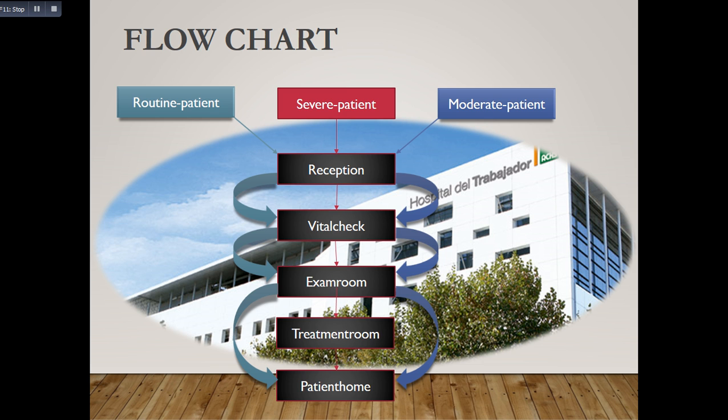Next is the flowchart of my system. I made it a little bit different from my article, so it's more interesting for everyone. There are three different kinds of patients here. The first one is routine, the second one is severe, and the last one is moderate. All of them go to different rooms and servers. Except the severe patients, who go to every single room, the routine and the moderate patients avoid the treatment room.